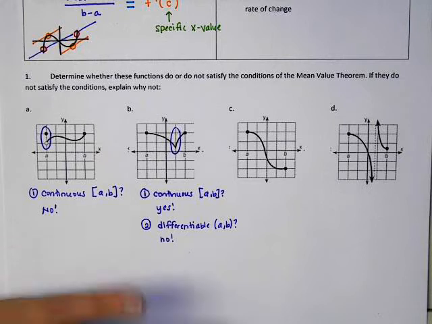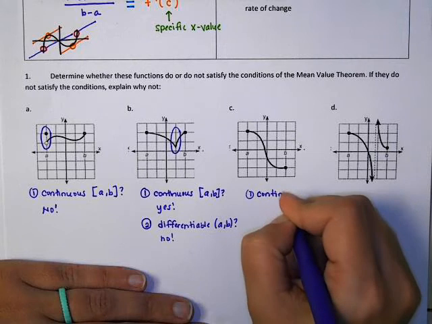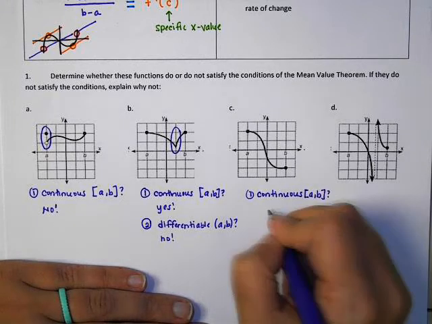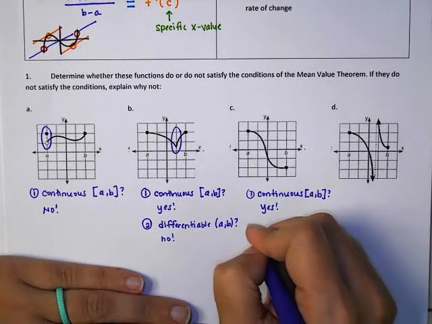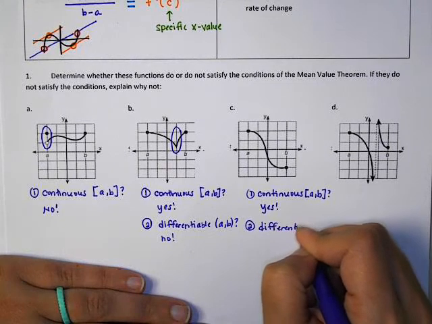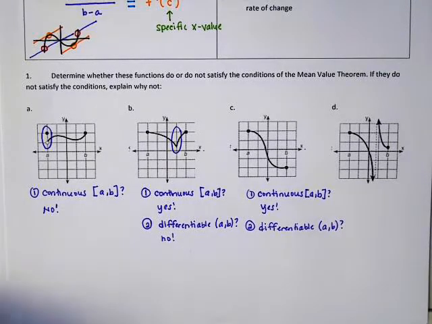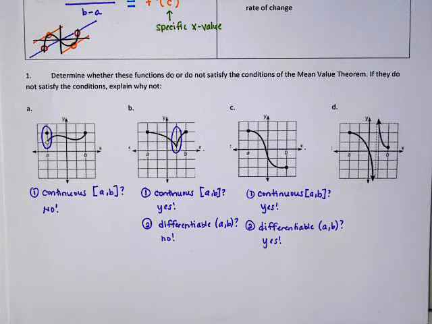For part C, we would check first, are we continuous on the closed interval? Well, yes, we are continuous. The endpoints are included, everything is connected. The second question I would ask myself is, are we differentiable on the open interval? Meaning, is everything nice and smooth? There's no corners, cusps, vertical tangents, or anything like that. From this graph, I would say yes, we are differentiable. There's no corners, cusps, vertical tangents, or discontinuities within our interval.